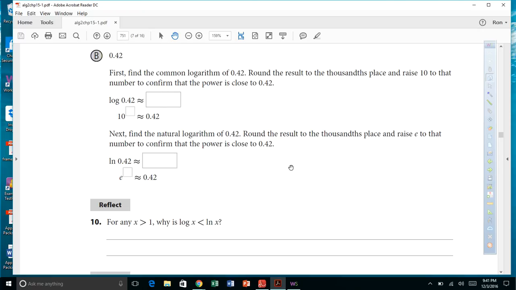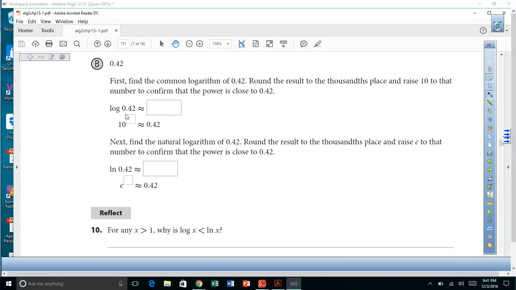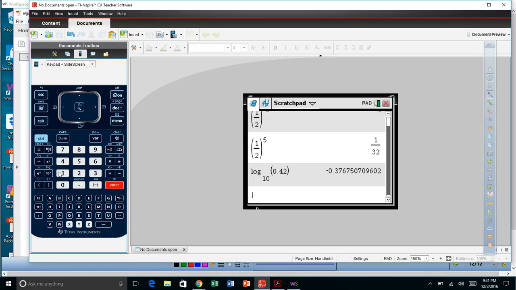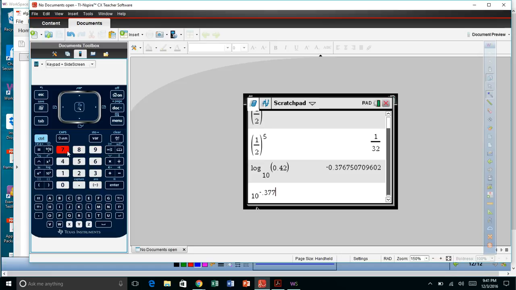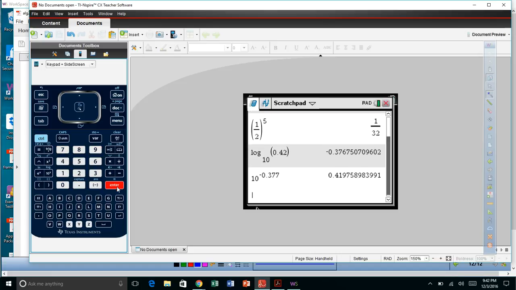So we got -0.377. All right, now we're going to put -0.377 in here. So we'll try that. 10 caret -0.377. And that'll be approximately 0.42, real close, right? And it's off just because of rounding error.